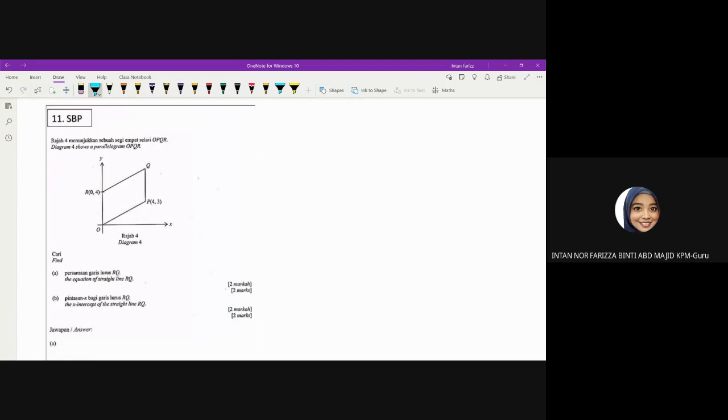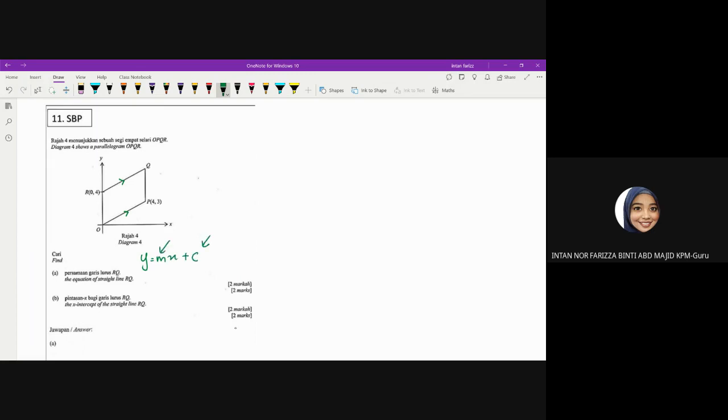Okay, so now let's look at RQ. RQ is actually part of the line in the parallelogram, okay? So that means RQ is parallel to OP. When you want to find the equation of a straight line, we have to use y equals mx plus c, isn't it? So we need to know the m, we need to know the c.